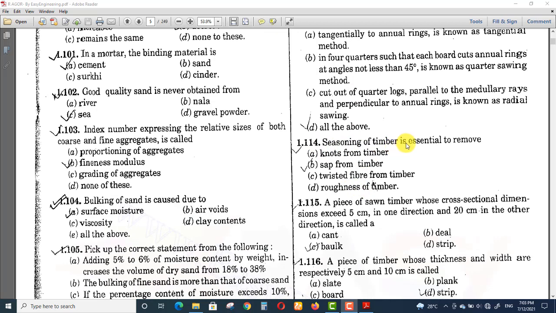114. Seasoning of timber is essential to remove, as we have discussed in detail in the previous video about seasoning. Seasoning is a method in which we remove the moisture or sap from the timber, right? So for sure the right option will be sap from the timber. Another word we use for sap is moisture. Removing of moisture or sap from timber is called seasoning. So the right option is B.